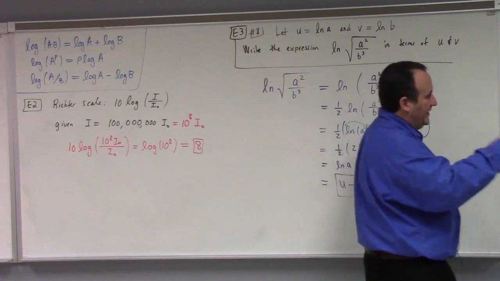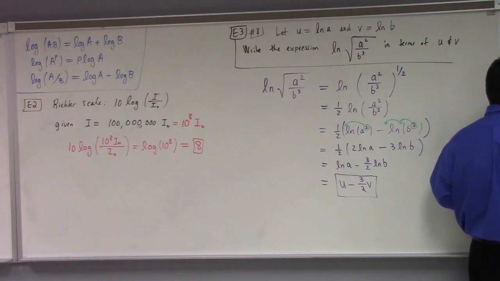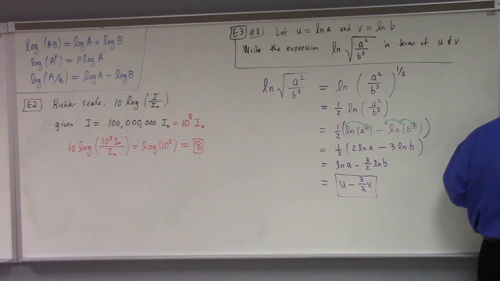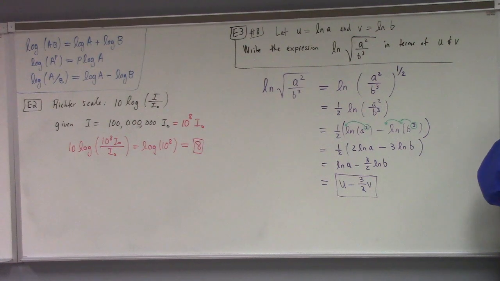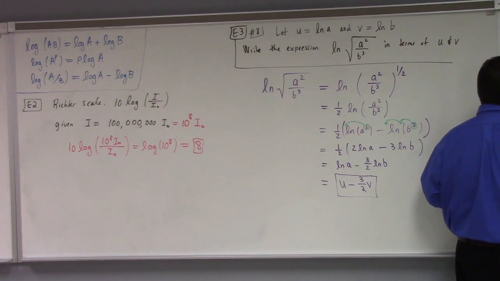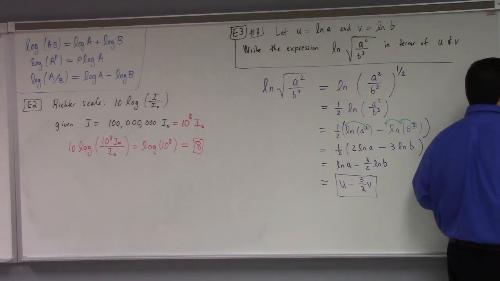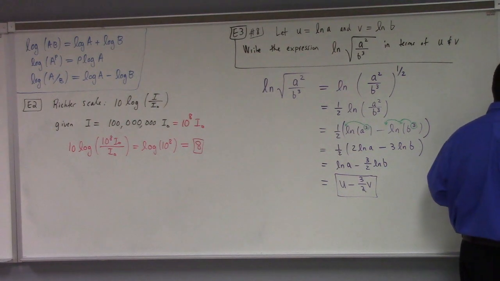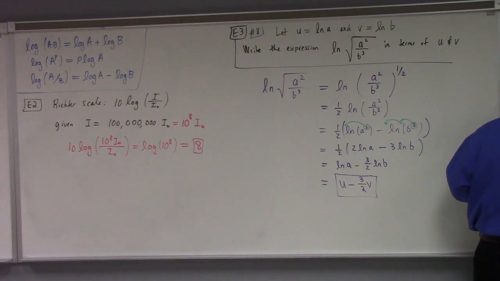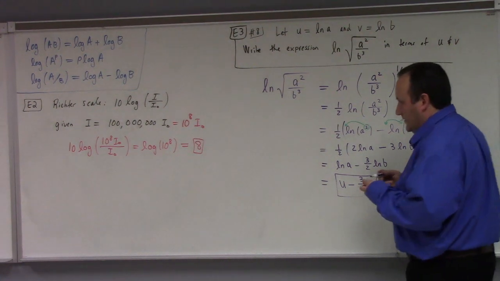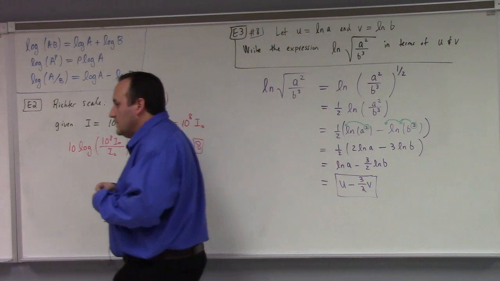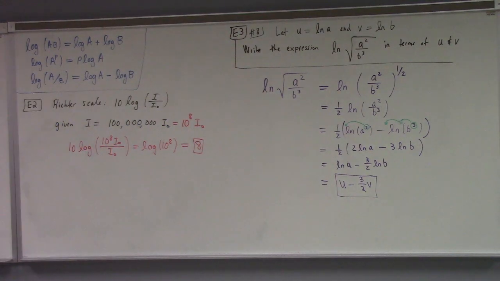And so FOIL that out. You get x squared plus x minus 6 minus 36 equal to 0, which gives you x squared plus x minus 42 equal to 0, which we can factor. I'll let you guys catch up with me. You factor. You tell me how to factor it once you get there.